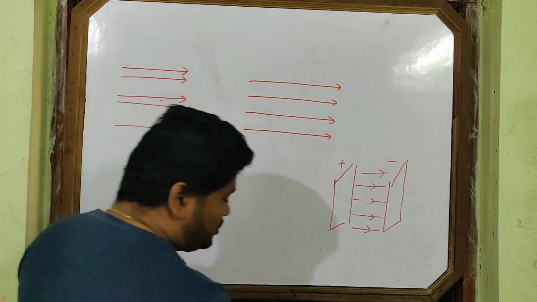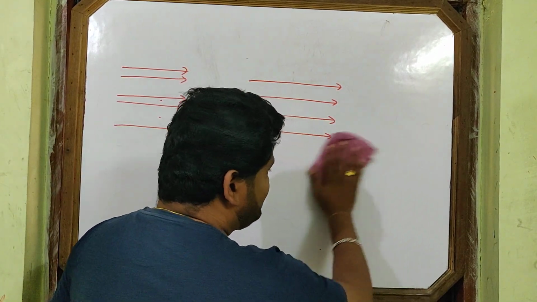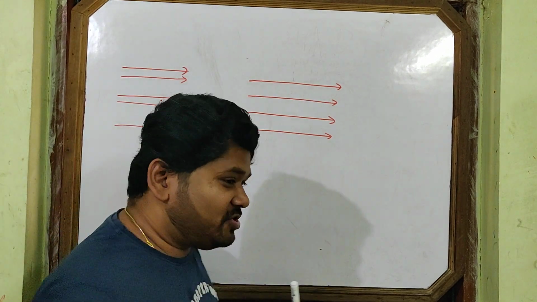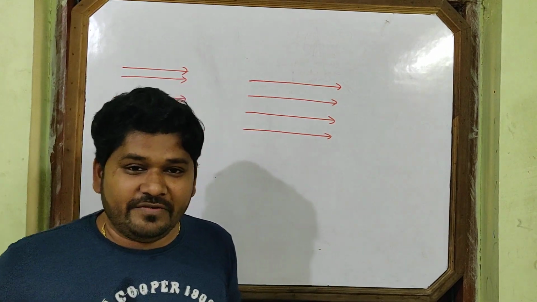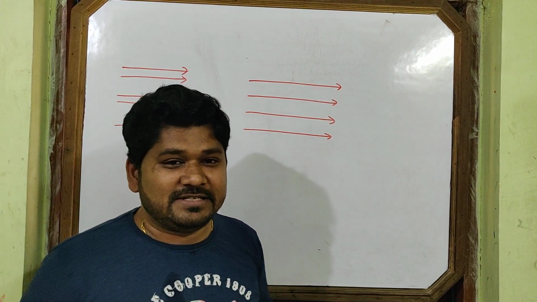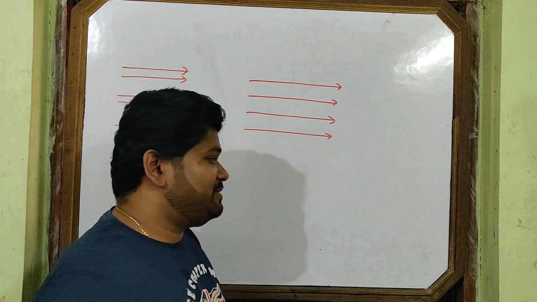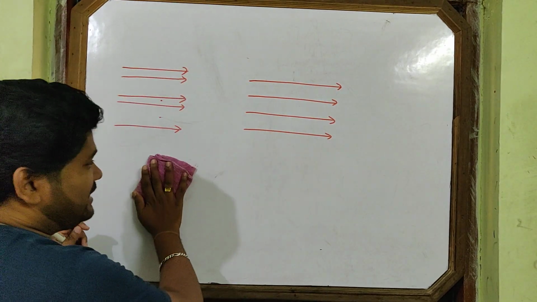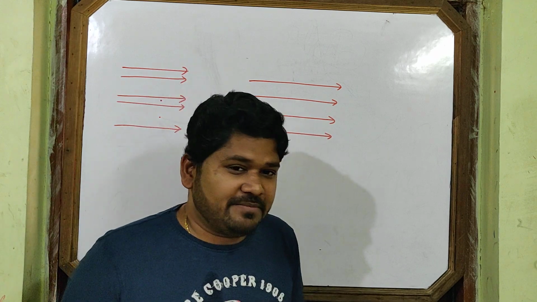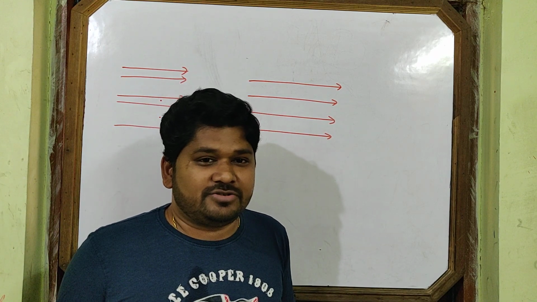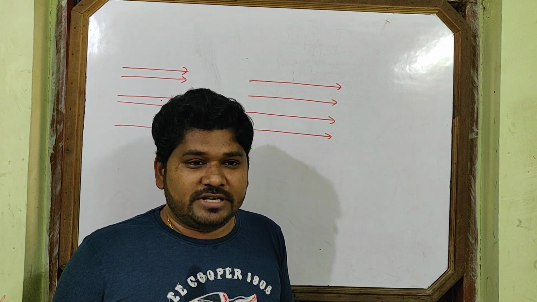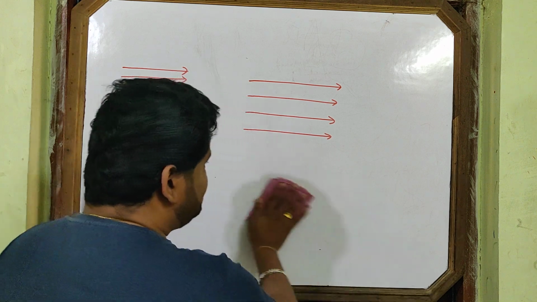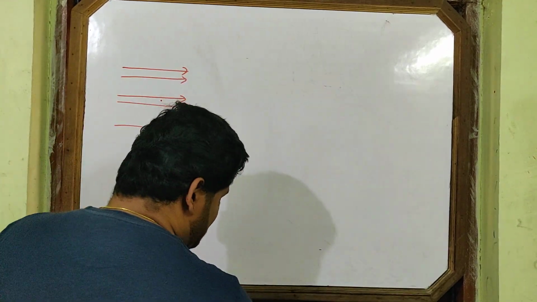Okay, now come to non-uniform electric field. The electric field which is not uniform is called non-uniform. Means electric field intensity is not same. If magnitude is not same, then it is non-uniform. If direction is not same, it is also non-uniform. You see, so non-uniform electric field is this.